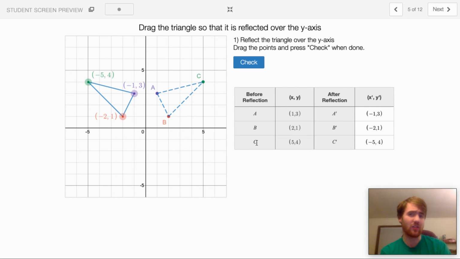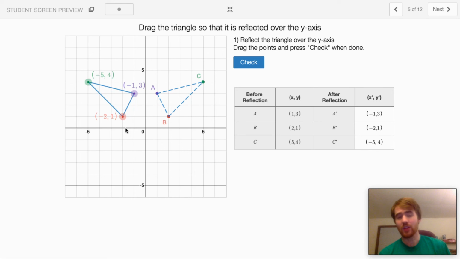If you're just watching this as a review, you probably already know the pattern. And that pattern is that the x is becoming negative, right? It was +1, +3, now it's -1, +3. It's +2, +1, now -2, +1. +5, +4, now -5, +4. The y coordinate, the second coordinate, you'll notice, is staying the same. But when we reflect over the y-axis, when we flip from side to side, the x coordinate becomes negative. And if we were flipping back, then of course it would become positive. If it was already negative, it would flip back to being positive.